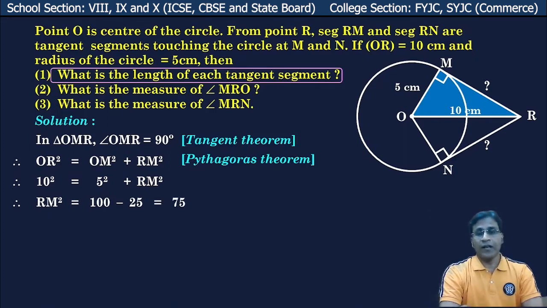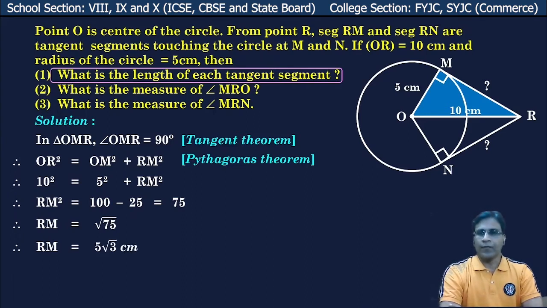But we need the value of RM. So we need to take the square root of 75. So in other words, RM is root 75. Now 75 is not a perfect square. So first, let's check. Do we get any perfect square in the factors of 75? Yes. It is 25 threes are 75, and 25 is the perfect square of 5. So on simplification, it becomes 5 root 3 centimeter.